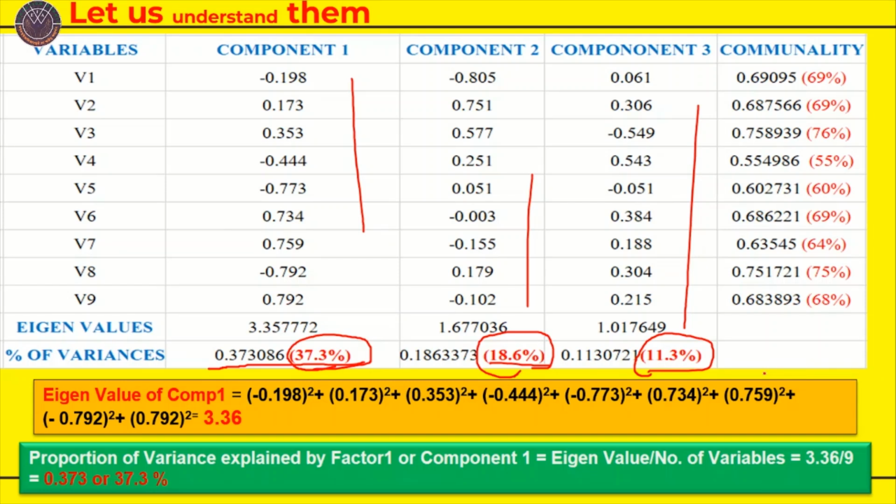So our extraction criterion is between 70 to 80. It should not be very high, and it should not be very low, less than 50%. So I think you can understand the different extraction criteria for deciding the number of factors to extract.